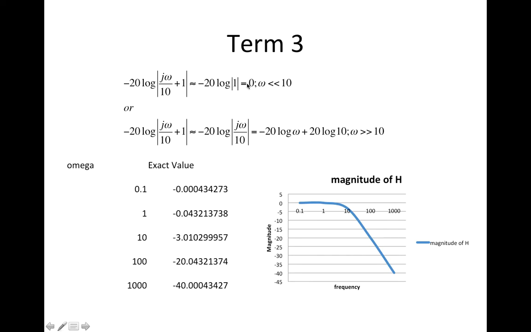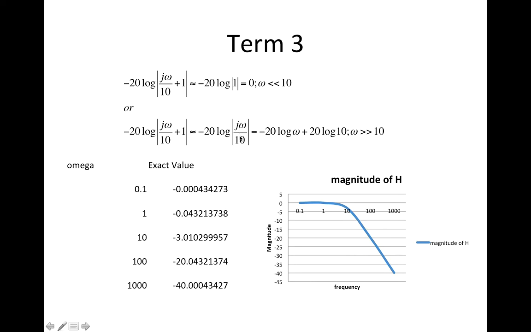So as you trend smaller or lower in frequency below 10, you're more and more going to approach a constant value of 0. Now if we let omega get large, so omega is going to become much, much greater than 10 in this second line. When that happens, the first number is a lot larger than the second number in this absolute value sign, so we can ignore the 1. So we'll basically have minus 20 times the log of the absolute value of j omega over 10. The absolute value of j omega is omega.